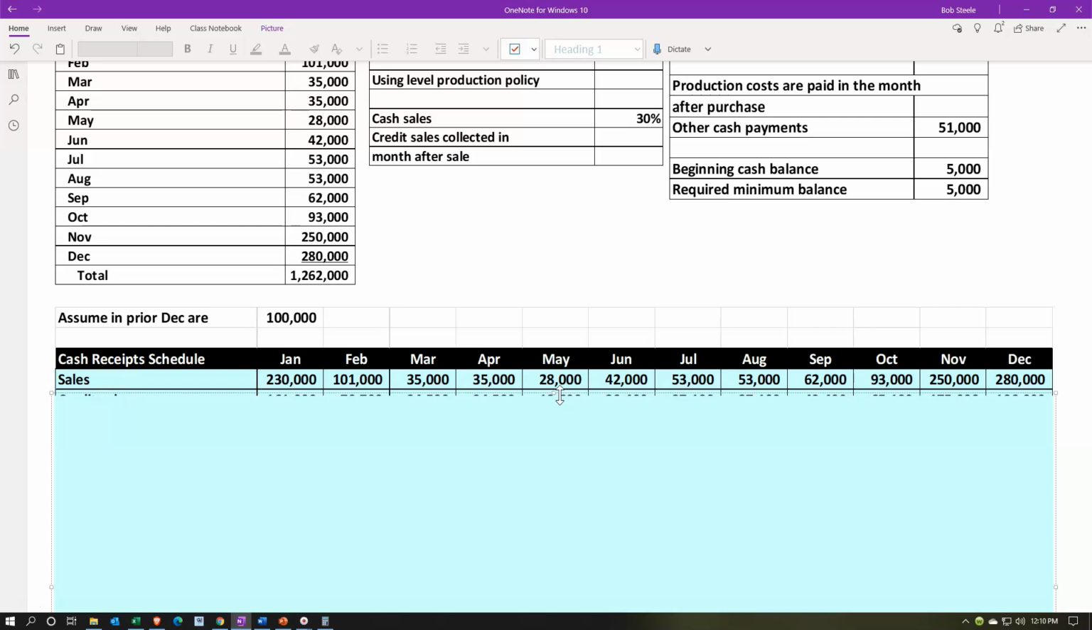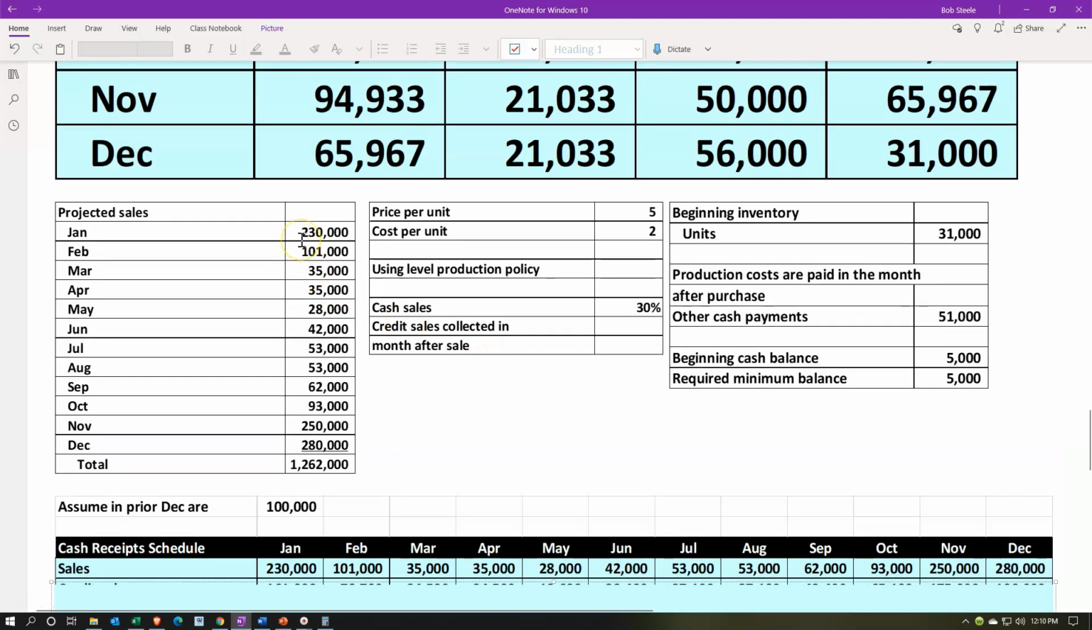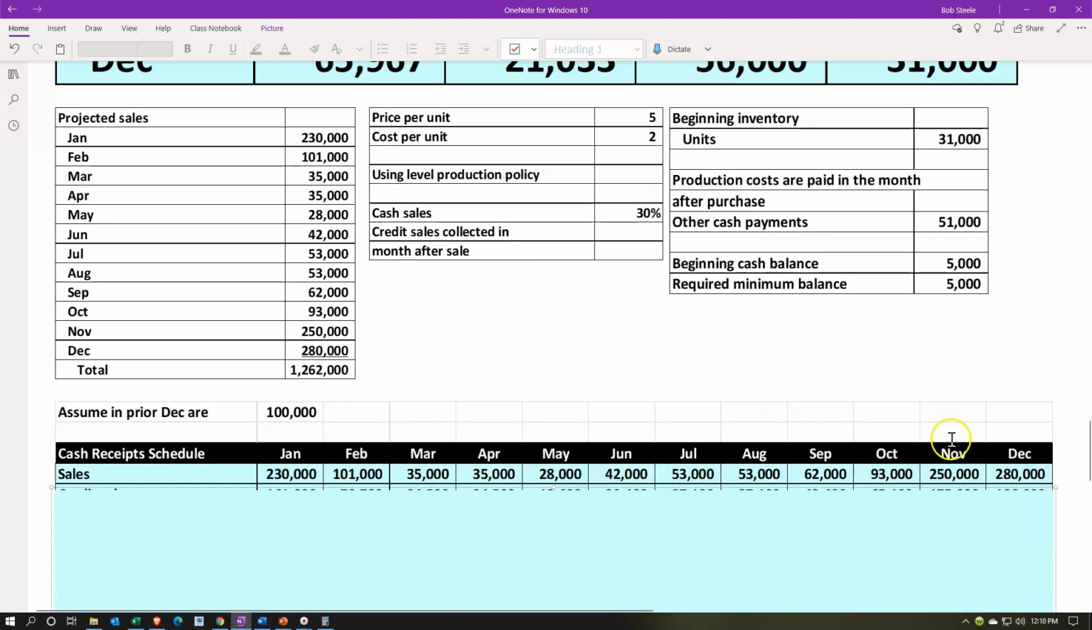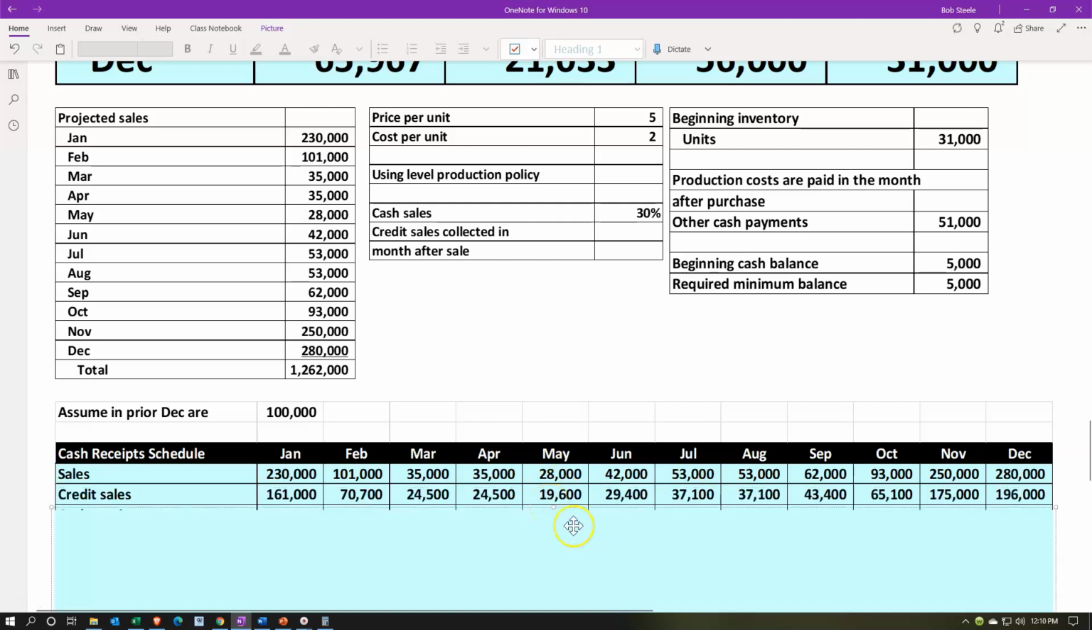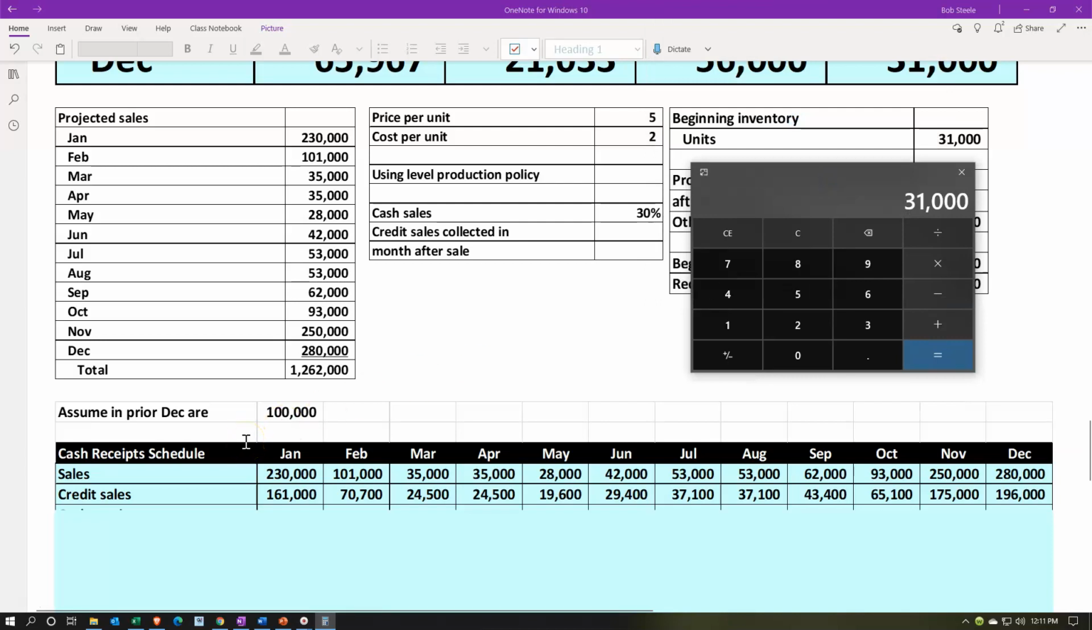So the sales in January, we're just picking up these numbers, the 230,000 to the 280,000, and just applying them out in our schedule this way, January through December. And then we're going to be looking at our credit sales. Now the credit sales, we said that the sales for cash are 30%. And we're picking up these amounts, by the way, because these are not our cash flows, but this is the information we will need to calculate the cash flow. So we've got to start with the sales that we think are going to happen, then take a look at the credit sales so that we can see when we're going to collect on the credit sales.